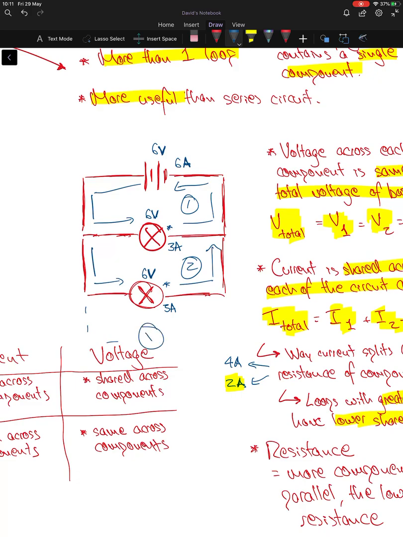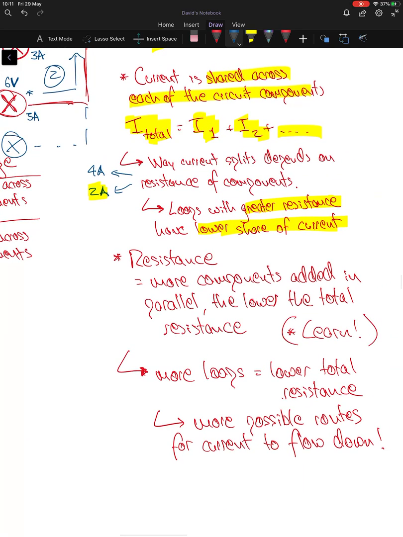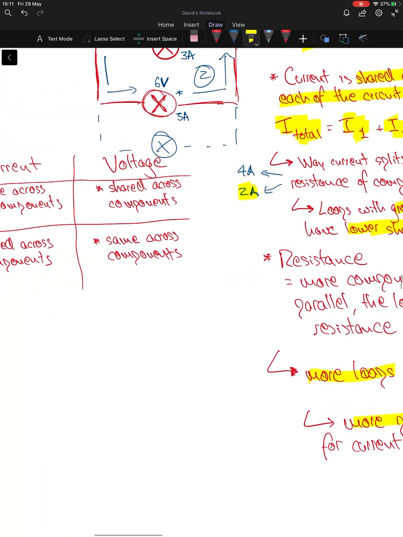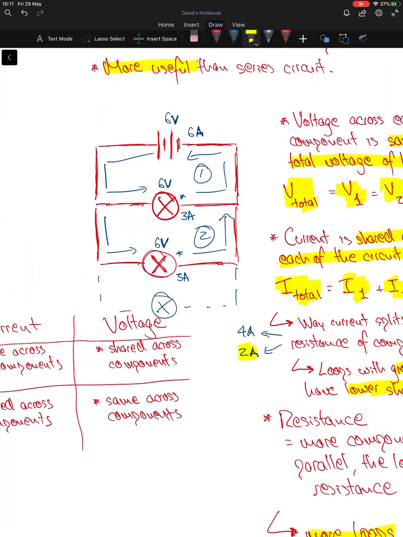If we added a third loop on and a fourth loop on, we lower the total resistance of the circuit, because you are giving more possible routes for the current to flow down. So the current could flow around circuit 1. It could flow around circuit 2. It could flow around circuit 3. Because it's got different routes for it to flow around, it makes it easier for it to move around the entire circuit from our positive to our negative terminals on our circuit diagram.